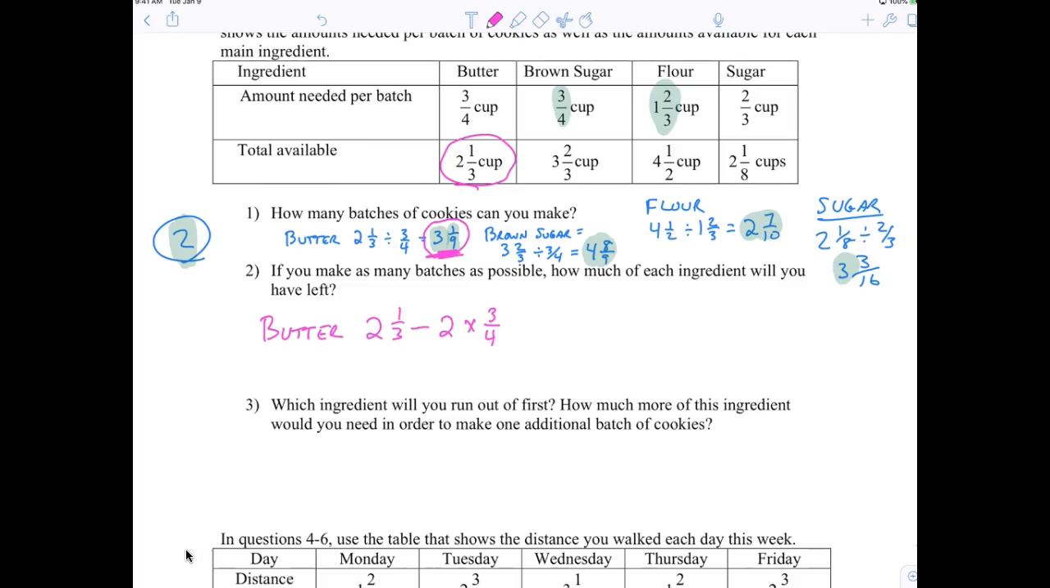Now, why is it 2 times 3/4? That's exactly right. And we're making how many? 2. Now, someone in my other class did it like this: 2 1/3 minus 3/4 minus 3/4. Is that the same thing? Yes, that's the same thing. That's the way some of you might be thinking about it.